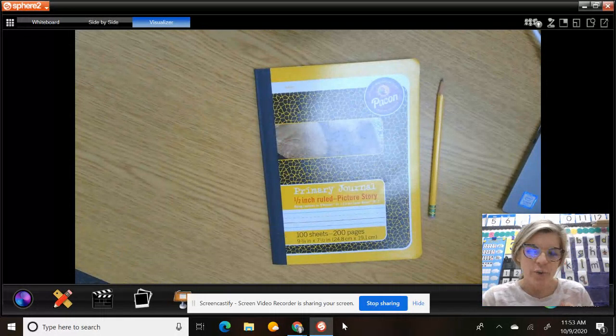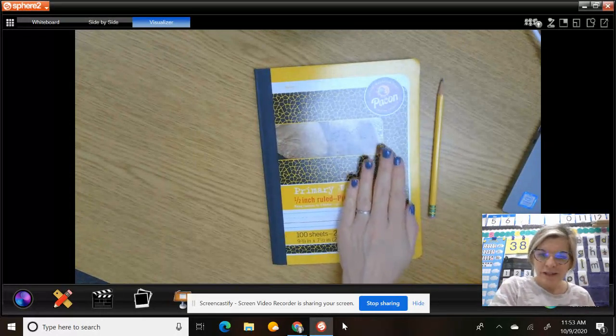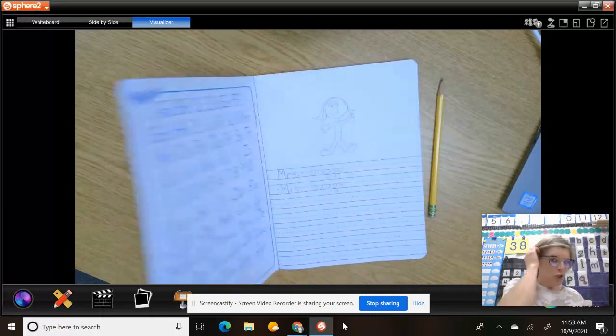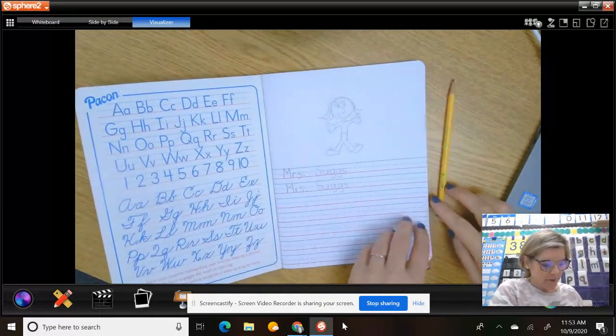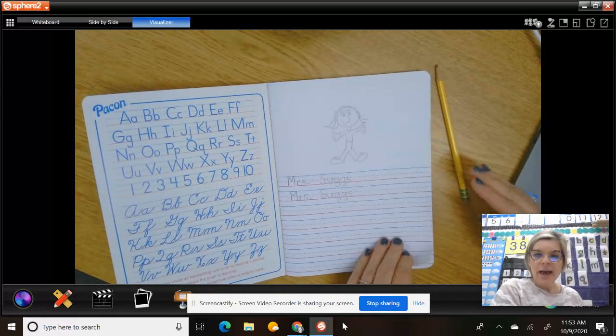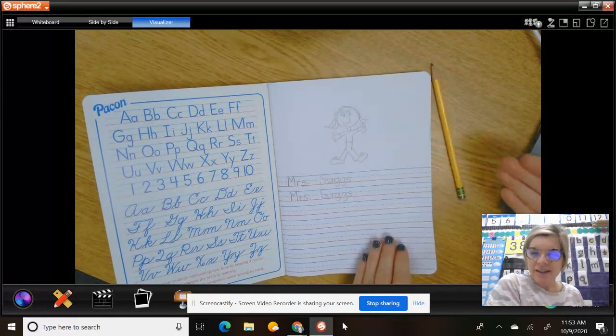So make sure you're also in a comfortable spot for doing some writing. When you get out your journal today, make sure that you open it like a book and turn the pages. We're not going to flip to the middle or to the back. We're going to turn the pages and go to the very next clean page.